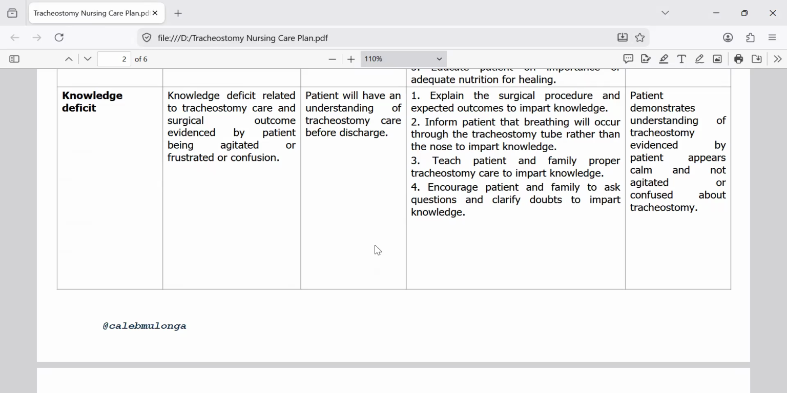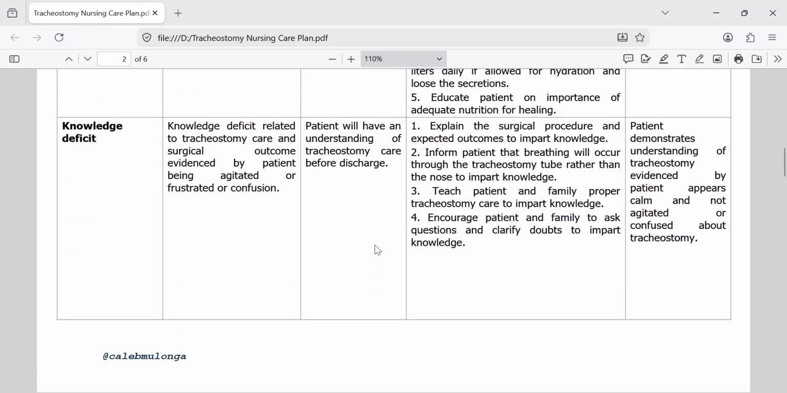Evaluation. Patient demonstrates understanding of tracheostomy. So you can say tracheostomy care, tracheostomy surgical procedure, evidenced by patient appearing calm and not agitated or confused about tracheostomy. So you can even say patient not asking too many questions. You can do that, but keep in mind that here we are refraining from verbal communication because we want the patient to heal and they will be unable to speak.